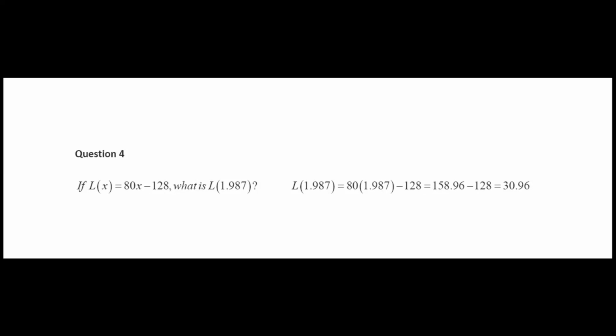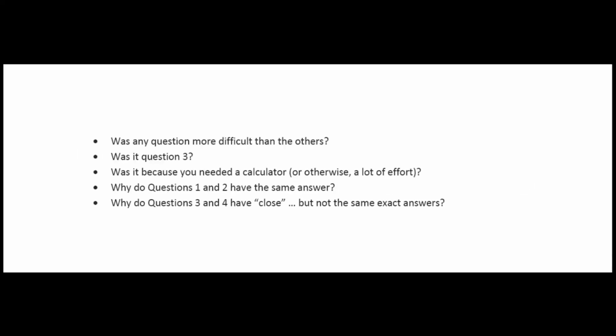So what we have here is an equation that gives us an answer that's almost the exact answer that you get with the calculator, with a little bit of work. So if you were stranded without a calculator, you have a way to find out what 1.987 to the fifth power is without having to do a lot of work. And that's what we want to drive home in this lesson.